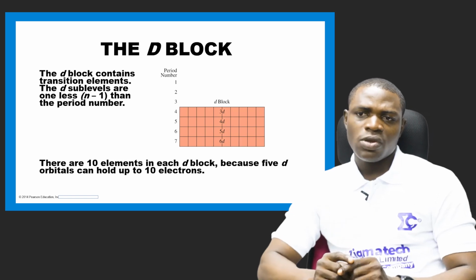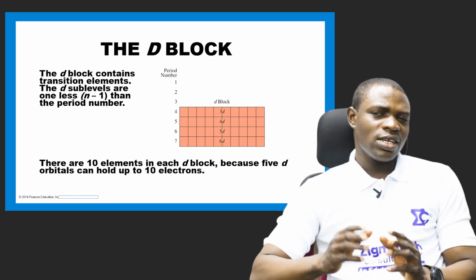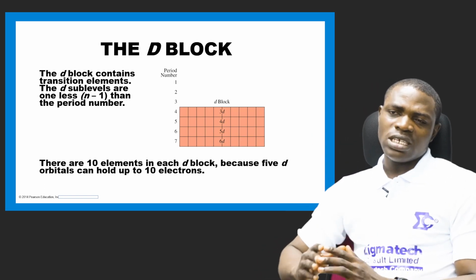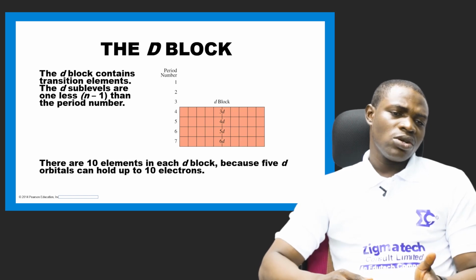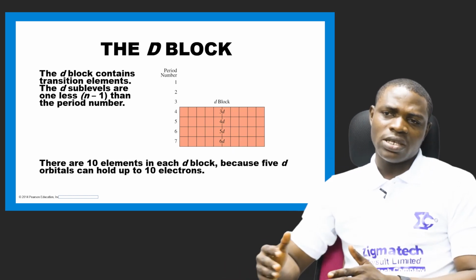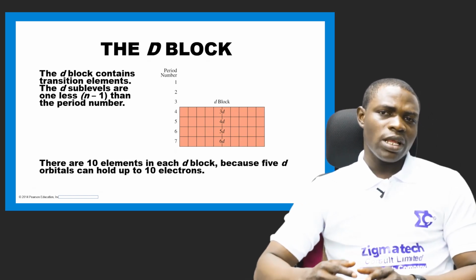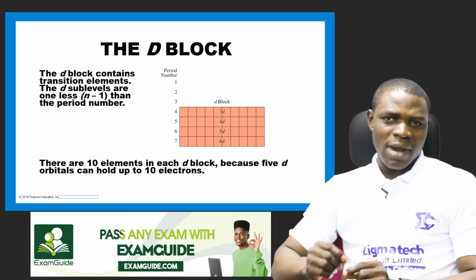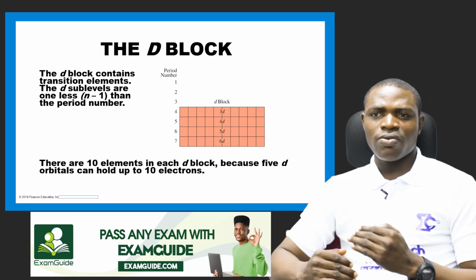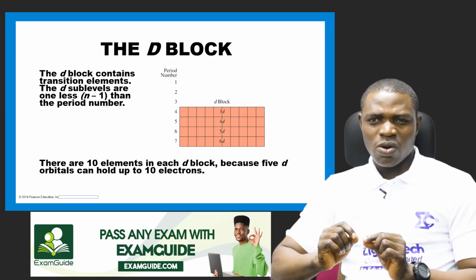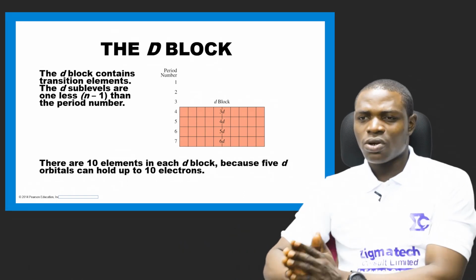Please note this, because by the time we begin to explore further, looking at the electronic configuration of the transition elements, starting from scandium, titanium, vanadium, and the rest of the elements in that block, you are going to see that the D sublevel is 1 less than the period number. So regardless of their period, we just take 1 out of their period and that will form the basis of their own electron configuration.